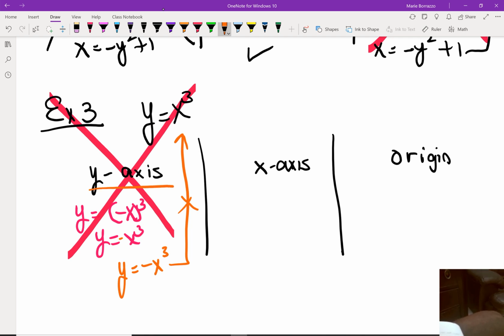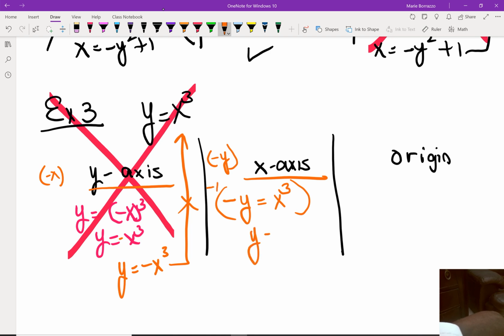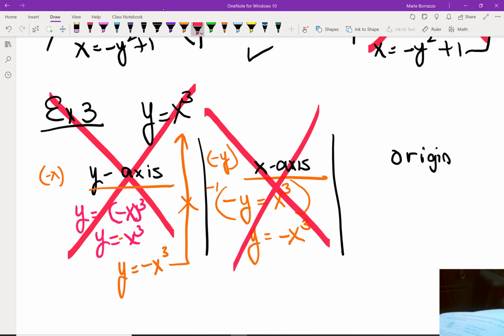For x-axis symmetry, I'm going to substitute in negative y. For this one, we use negative x. So we're going to have negative y is equal to x cubed, which we do not like to have a negative leading. So we'll multiply by negative 1 to get y equals negative x cubed. Again, it does not line up as the same function.